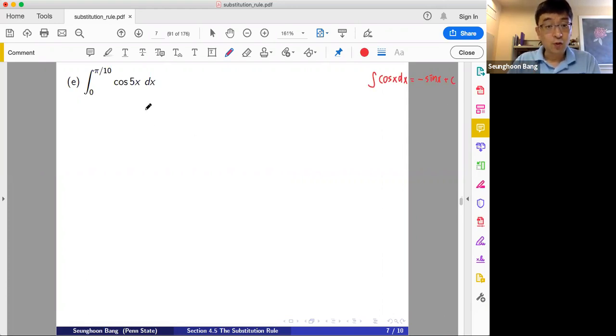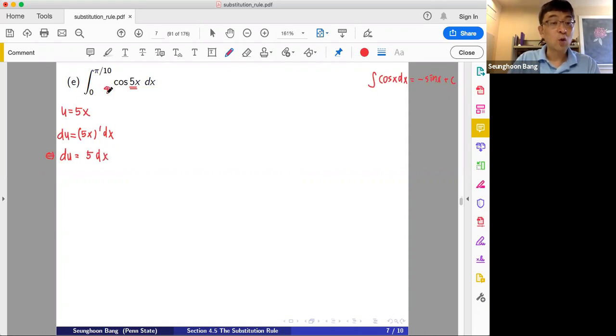But we have one trouble. In this case, we have 5x. How can you deal with 5x? You can use u substitution. In this case, u is 5x. The du is the 5x prime dx. So what's the du? The derivative of x is 1, so 5 dx.